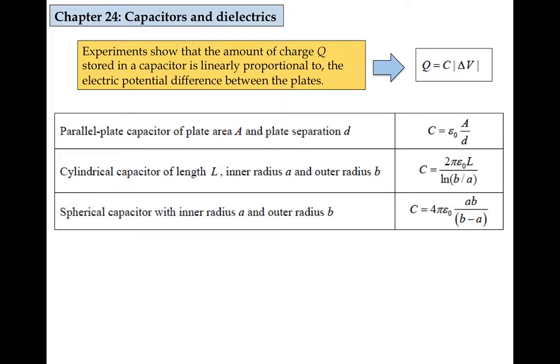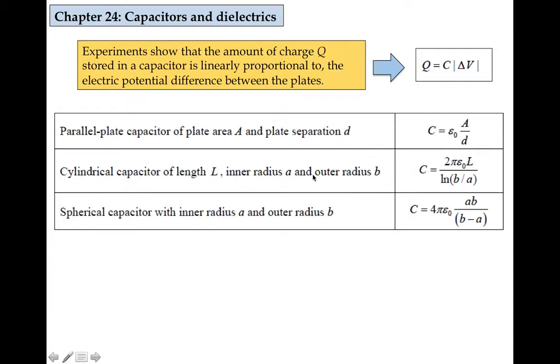So the three types of capacitors, as I mentioned: first of all, the famous parallel plate capacitor, where you have two plates opposite to each other with surface area A and separation, or gap, D, and then the capacitance is defined as epsilon A over D. So as A increases, C increases, and as D increases, C decreases.